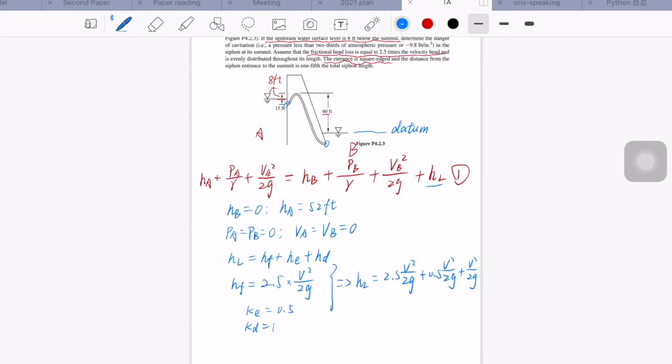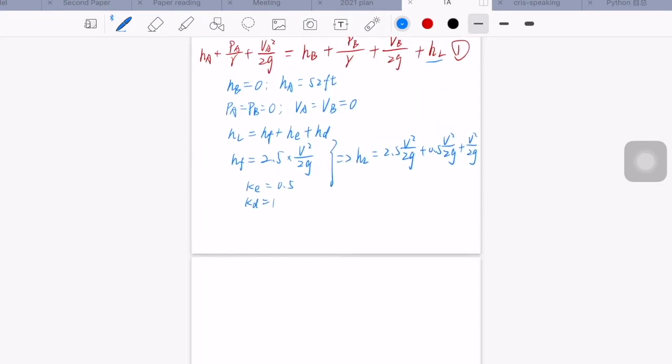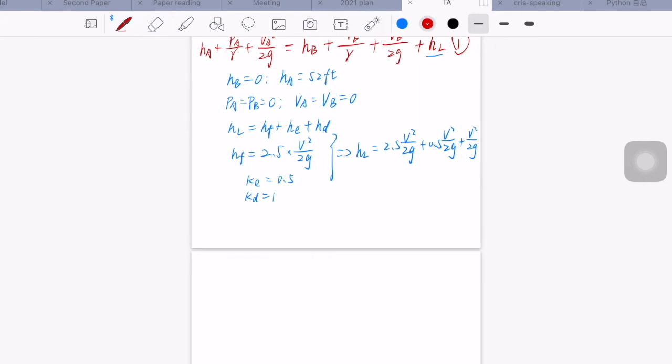So now the equation can be written as 52 feet equals 2.5 times V squared over 2G plus 0.5 V squared over 2G plus V squared divided by 2G. So we can get that V squared divided by 2G equals 30 feet.